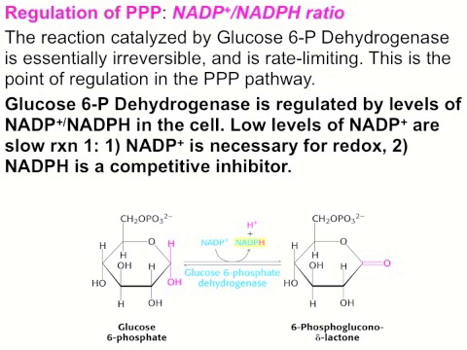Now, the regulation of the pentose phosphate pathway occurs through monitoring of the NADPH to NADP plus ratio. The reaction that's regulated again is the one that's catalyzed by glucose 6-phosphate dehydrogenase. This is an essentially irreversible step, and it is also rate limiting. It is also the first committed step of the pentose phosphate pathway. And so this is the point of regulation in the pentose phosphate pathway. This enzyme is regulated by levels of NADPH to NADP plus in the cell.